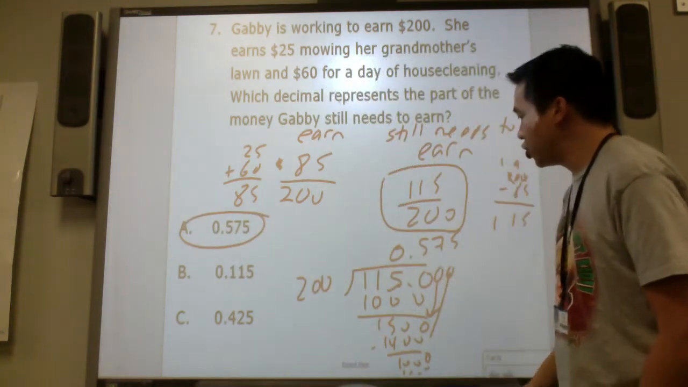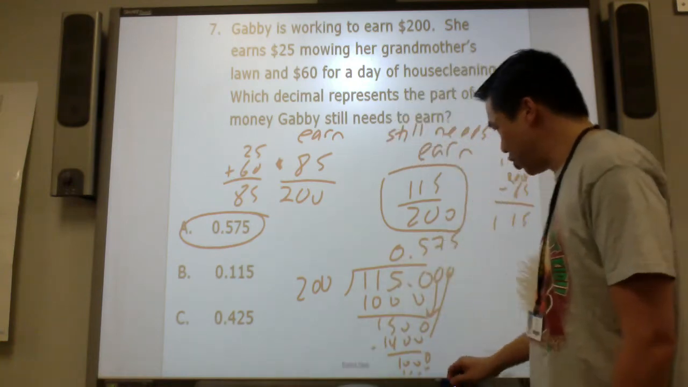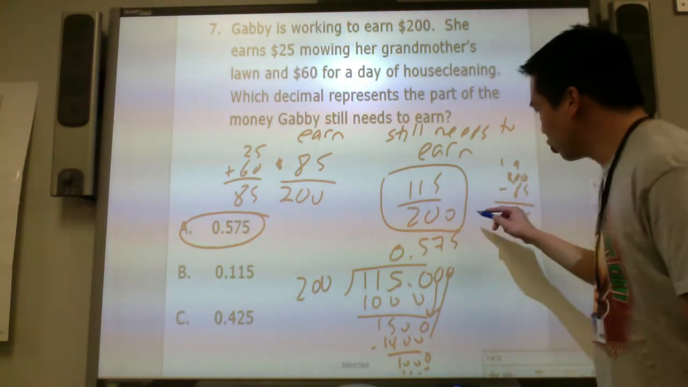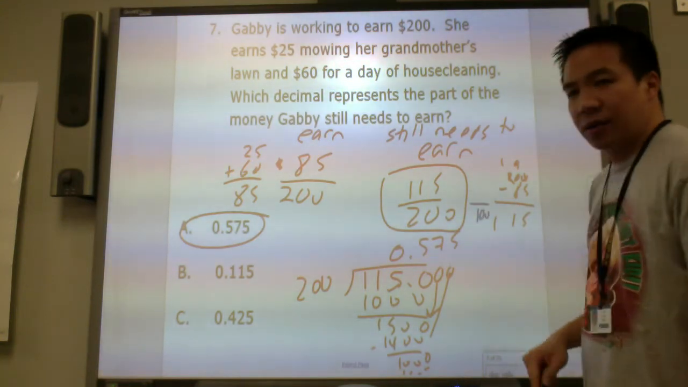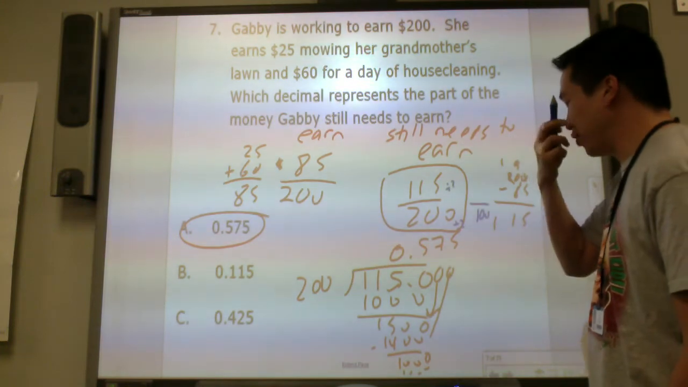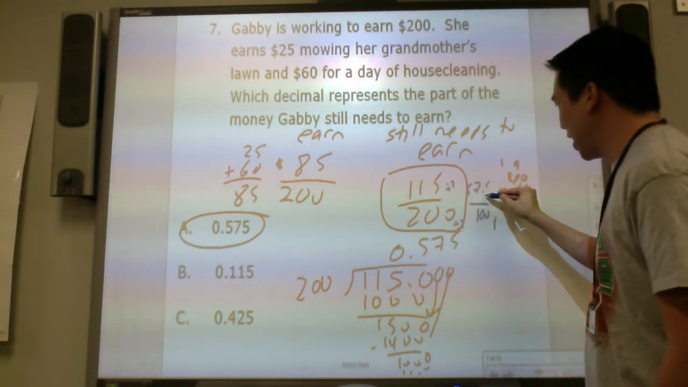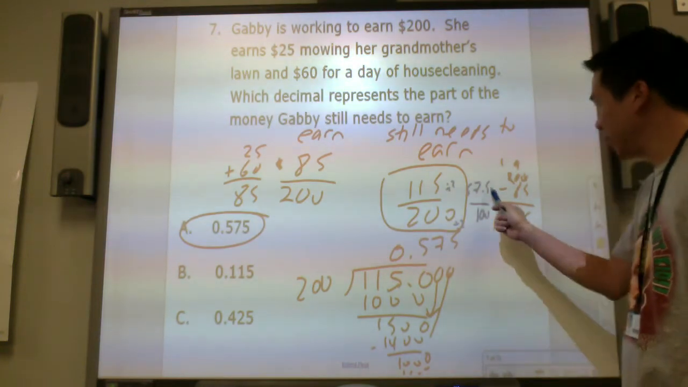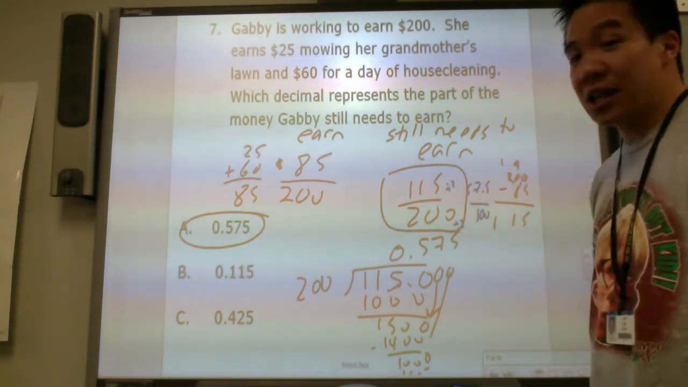I had other kids do it this way. I said, Mr. Joe, I want to break it into a percent. I want to break this down to 100. So I divide both numbers by 2. What's half of 115? 57.5% is the same as saying A. Turn it into a decimal. I'm moving it 2 places. That's another way to do it.